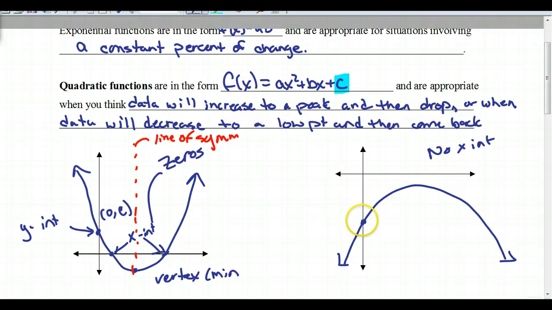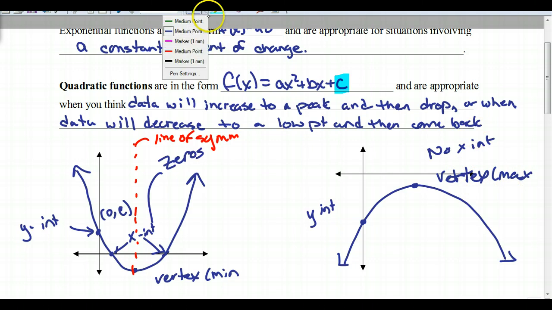Okay, so this point is also called the what? The y-intercept. What is this point right here? That's the vertex. And is it a max or a min? Yep. And then once again, our axis of symmetry goes right through that vertex. Like that.